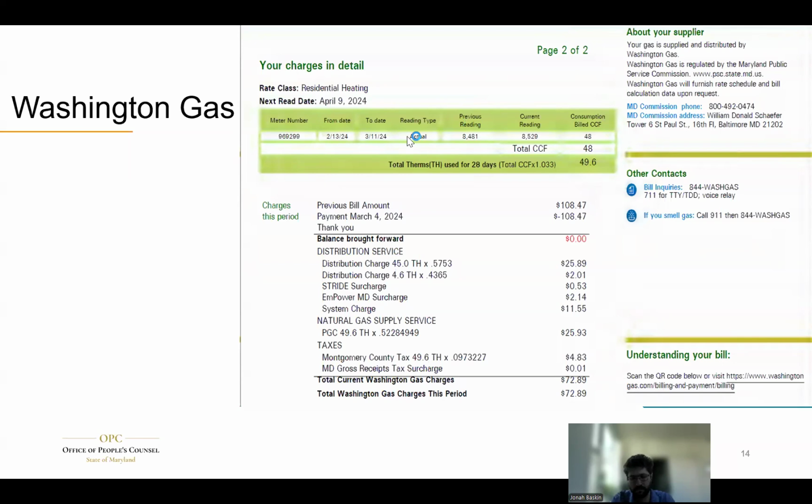So, like I said, they take your current read minus your previous read to get your usage, and then they bill it in cubic feet, and then they multiply it by a therm factor, and that's how it all shakes out here.